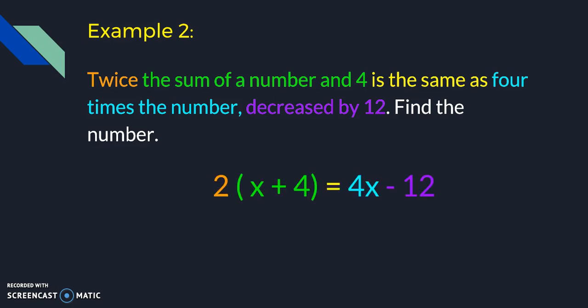So you're going to have 2 times the sum of a number, so 2(x + 4) equals 4 times the number minus 12, or decreased by 12. From here we solve. We distribute.